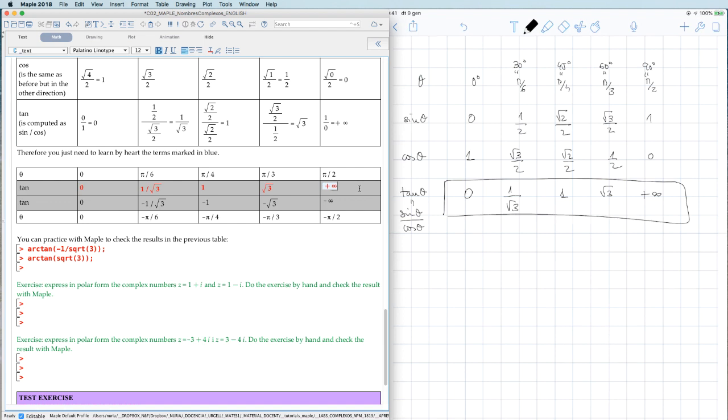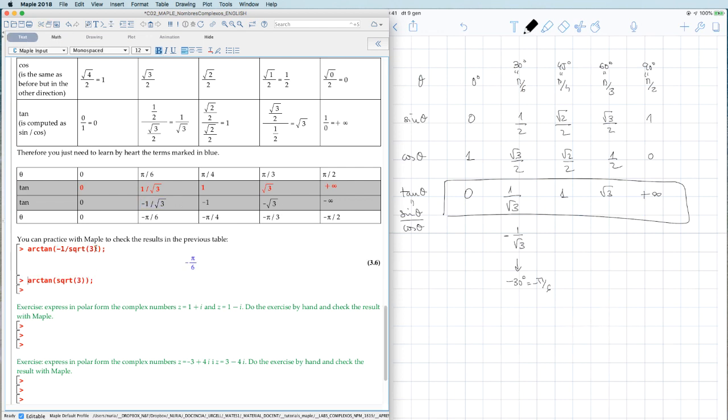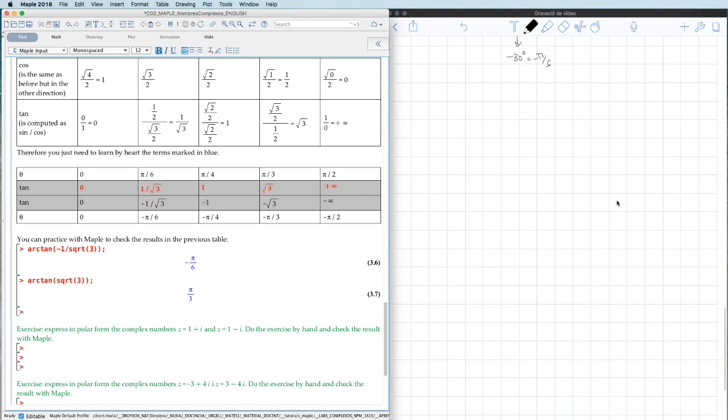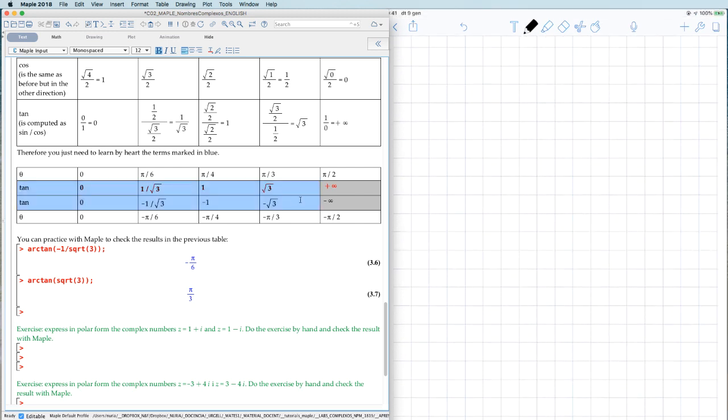And we also need to know that if we get a minus on the value of the tangent, the angle is going to be minus the angle. Okay? So we also have these other properties. We can also check, for instance, if we take this value on the table, minus 1 over square root of 3, and we compute the arctangent, it's going to be minus pi over 6. So if we have this value here for the arctangent, the argument is pi over 6. If we take this one here, square root of 3, we should obtain pi over 3.